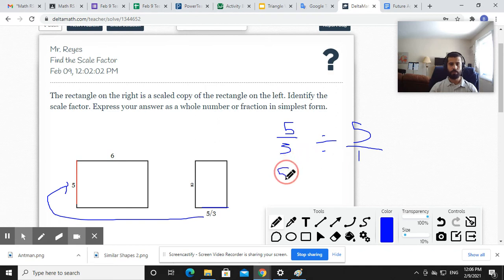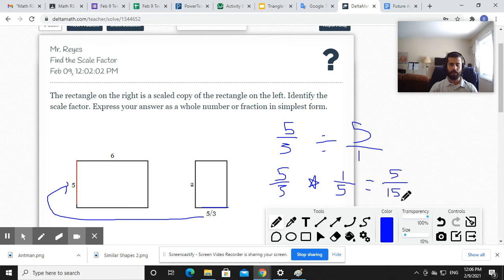So keep the first fraction, change the sign. We're going to change it to a star and not an X to signify multiplication, because X is a variable now. Now that we're in 7th grade, we don't use X to multiply. That's for babies, right? Keep, change, and flip. Okay, so now you just multiply across. 5 times 1 is 5. 3 times 5 is 15.